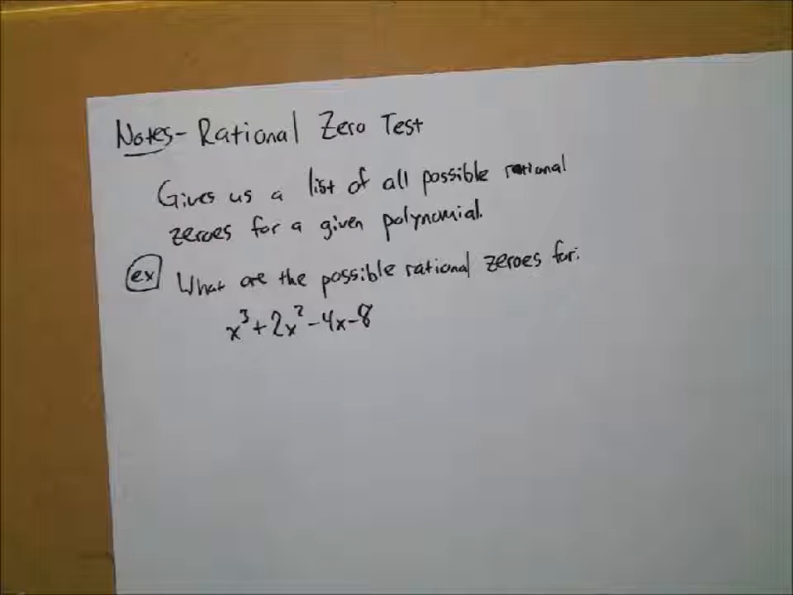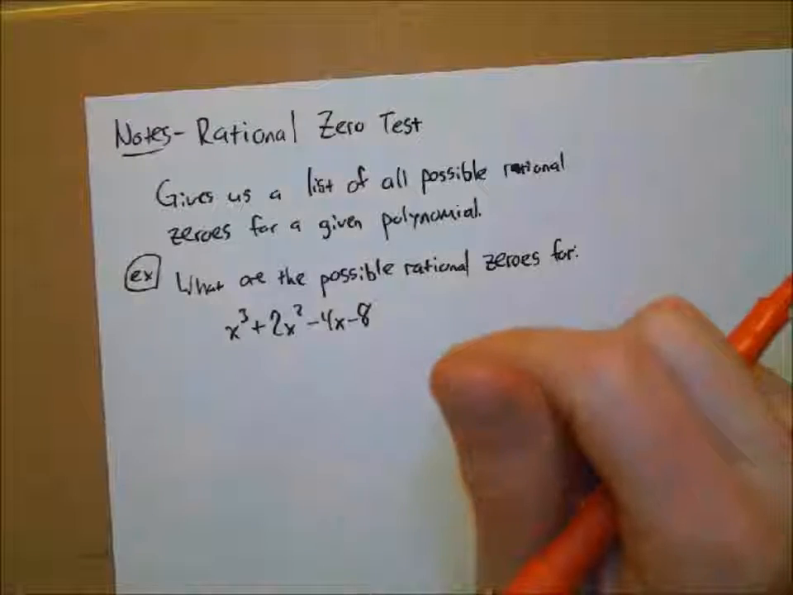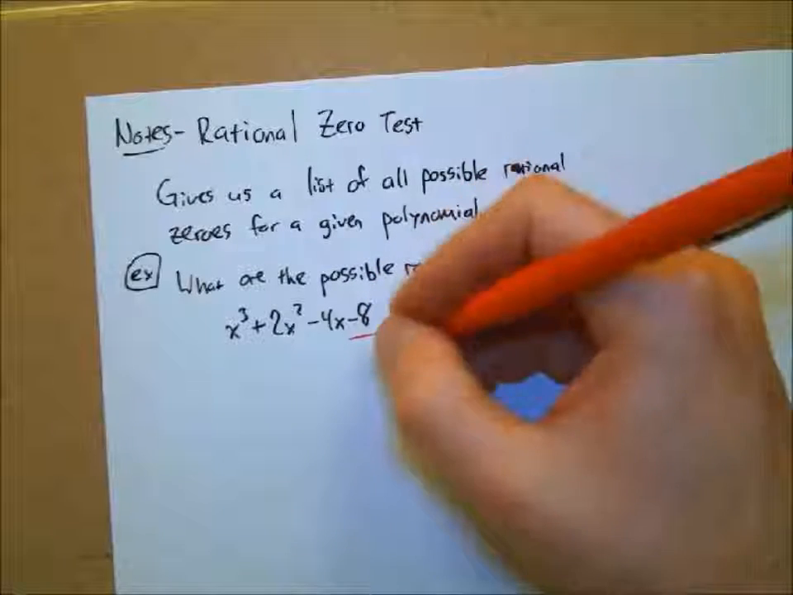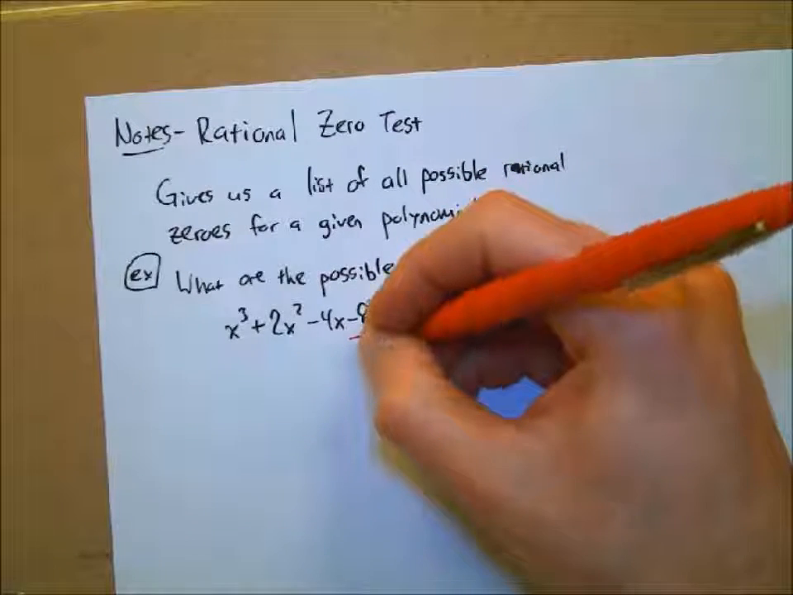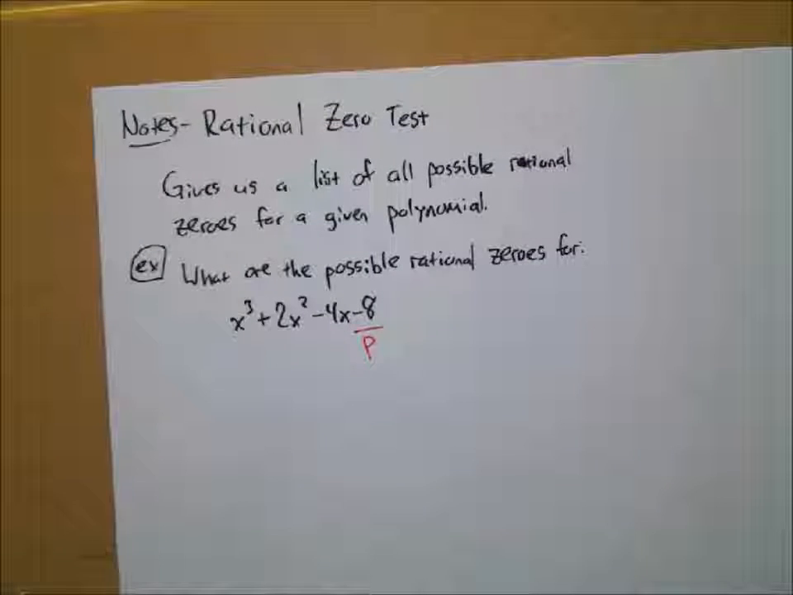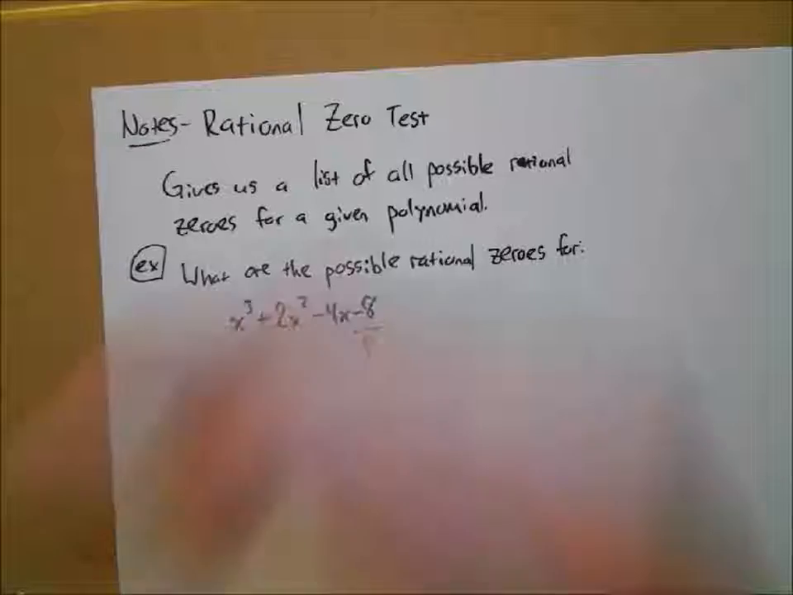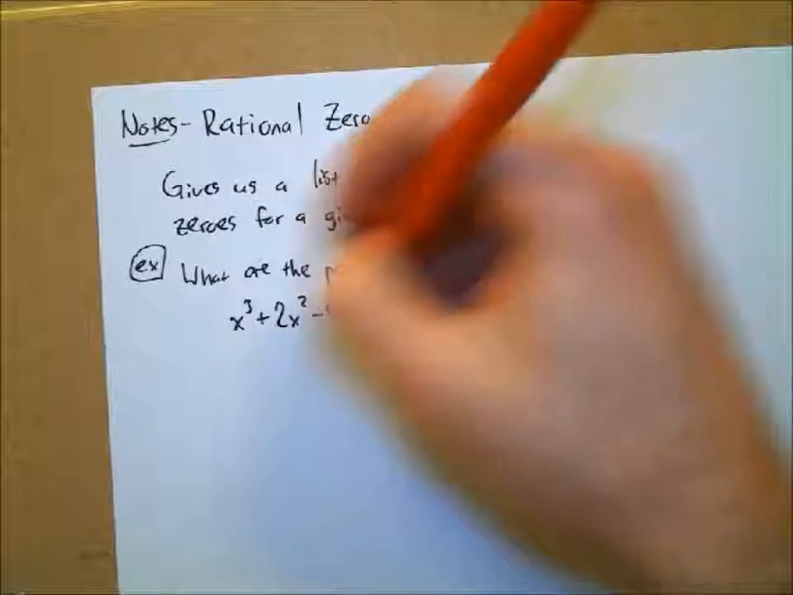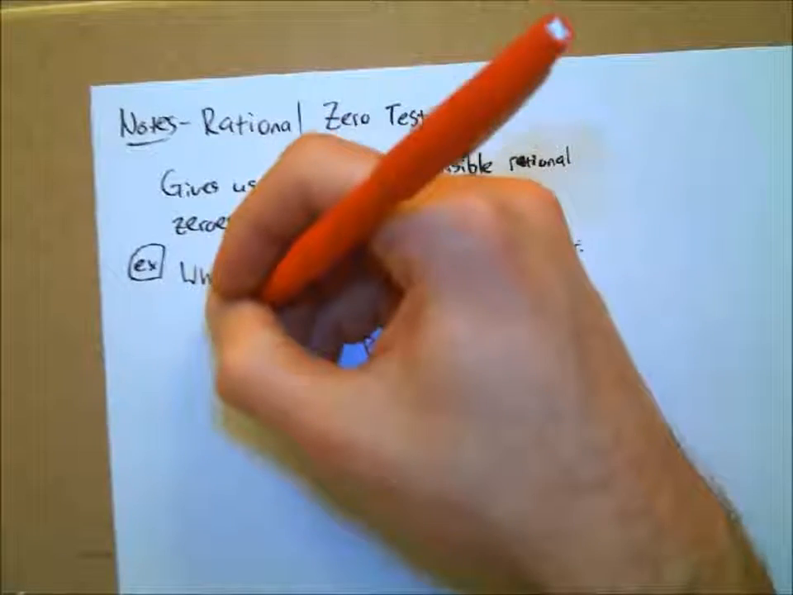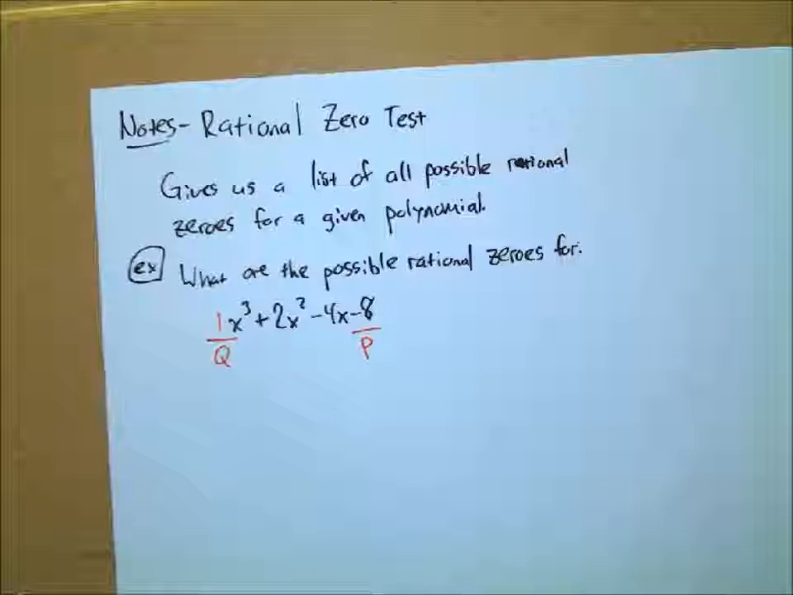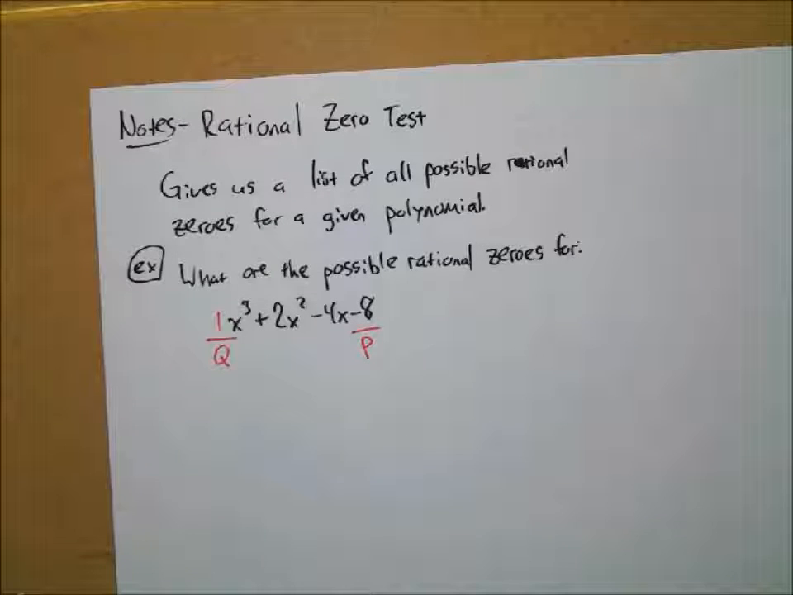In our polynomial, we're going to identify two numbers, two coefficients. The first number we want to identify is our constant term, and we're going to label that as P, capital P. And then we're also going to look at our lead coefficient. So we need to make sure that our polynomial is in degree order from greatest to least. The lead coefficient is the number in front of the greatest term, and that we're going to call Q. In this case, it's a 1 because there's no number written there, but we assume a 1 in front of our variable there.